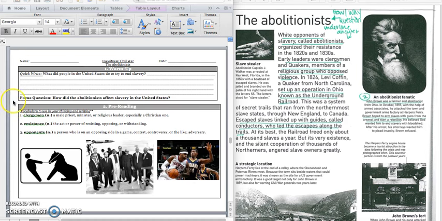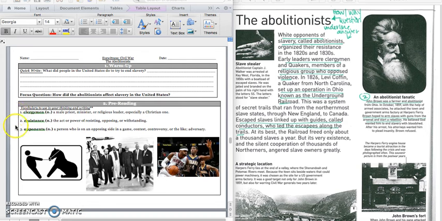Our focus question for today is, how did the abolitionists affect slavery in the United States? And we know that to abolish means to do away with something. So abolitionists wanted to do away with slavery. All right, our vocabulary words are clergymen. These are like ministers, priests, people who have leadership positions in religion.